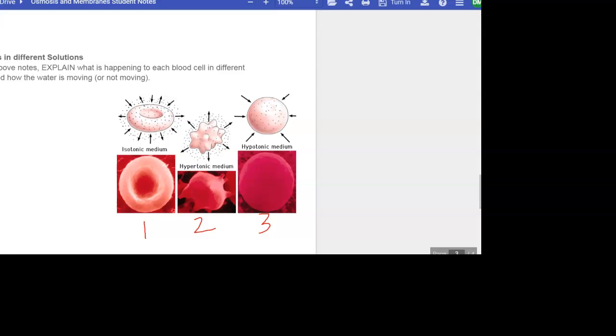And as the water leaves the cell, it shrivels up and plasmolyzes. And likewise, cell 3 was placed in a hypotonic solution. Low solute means high water, so water will diffuse into that particular cell from high to low.